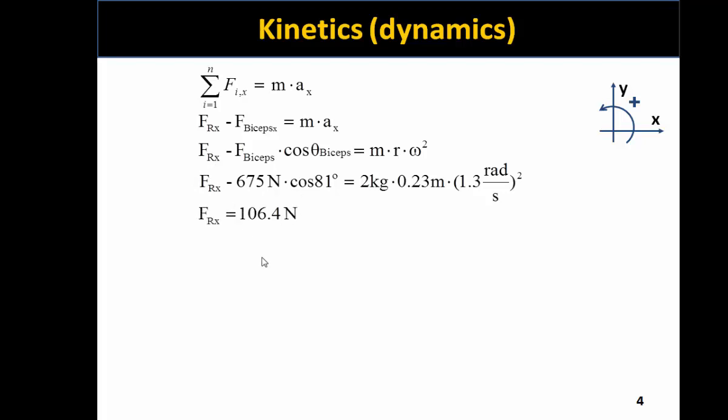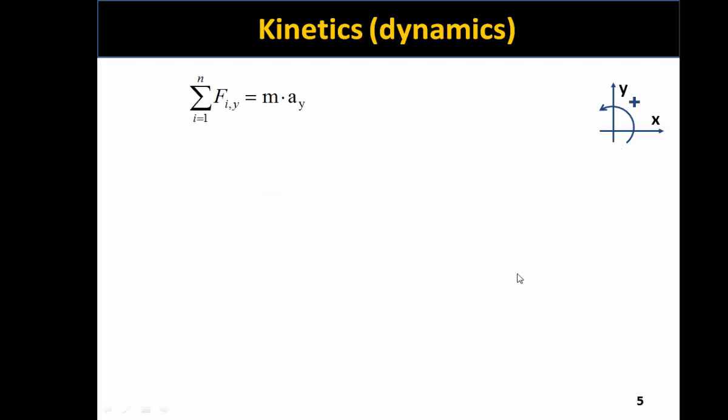And what we find here is that we have a final value for FRX of 106.4 newtons, and because it's a positive value, my initial guess of the reaction force in the x direction was correct, and it's pointing in the positive x direction. Now we move on to the y direction.